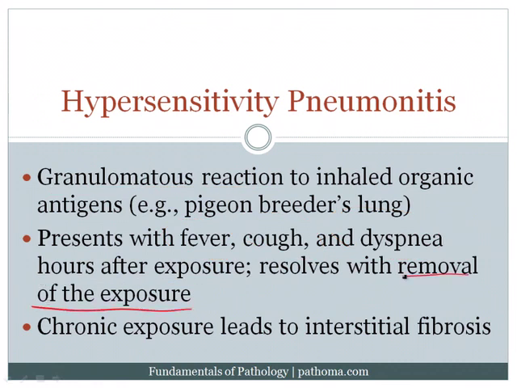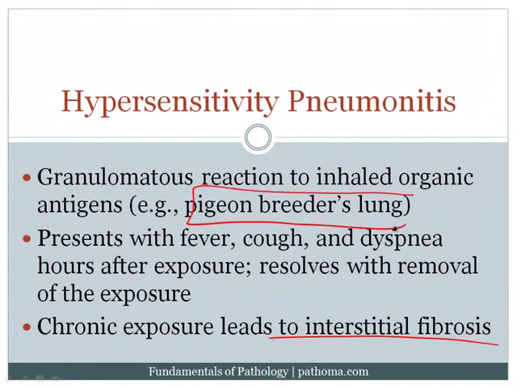Now, the initial consequence of being exposed is that the patient gets fever, cough, shortness of breath, and then they move away and they get better. However, if the patient is constantly exposed, then that would result in an interstitial fibrosis, and that's why we're talking about it in this particular section of your text. Now, some examples: pigeon breeder's lung, if a patient is breeding pigeons, for example. But what's important to note is that you get a granulomatous reaction in the lung.